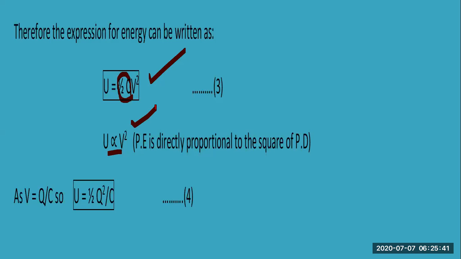And V is equal to Q divided by C. So if you put this value of V in this formula, you will get Q square divided by C square, because it is the square of C. So one C is cancelled, and finally the formula you get for the potential energy is 1 by 2 Q square divided by C.